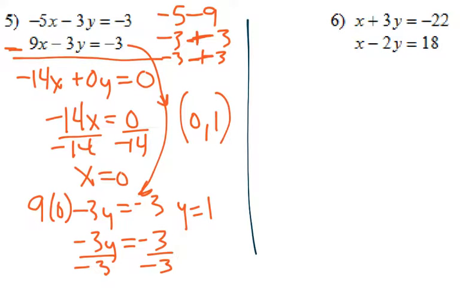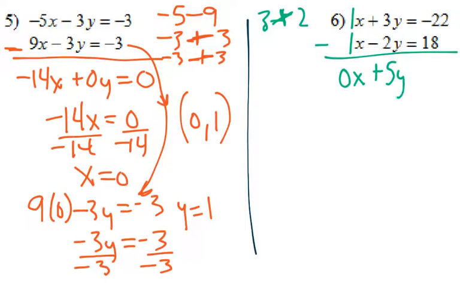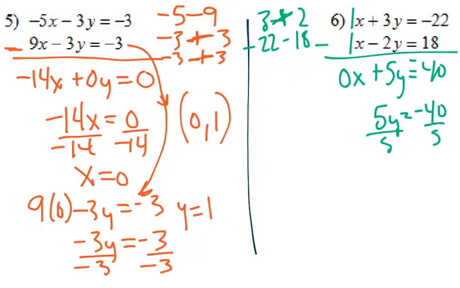Okay, number 6. Positive 1x, so we got to subtract. So 1 minus 1 is 0x. 3 minus a negative 2. Remember that makes it positive, so that would be 5y. Positive 5y. Negative 22 minus 18 would be negative 40. Stays negative because we're adding or subtracting. So we get 5y equals negative 40. Divide by 5. Y equals negative 8.